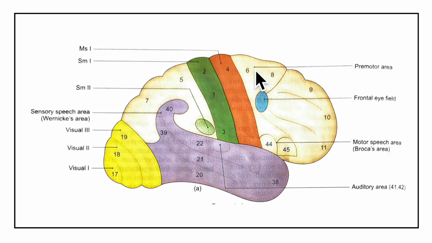It gives origin to corticospinal and corticonuclear fibers, and it also receives fibers from the cerebellum. So mainly the premotor area is concerned with directing the primary motor area in execution of the movement.